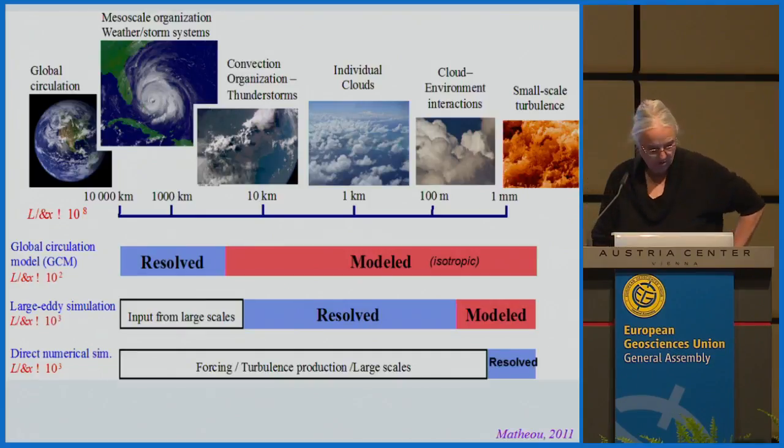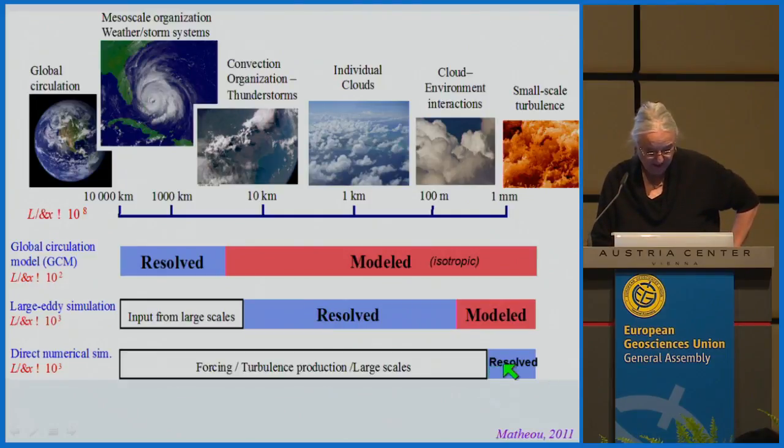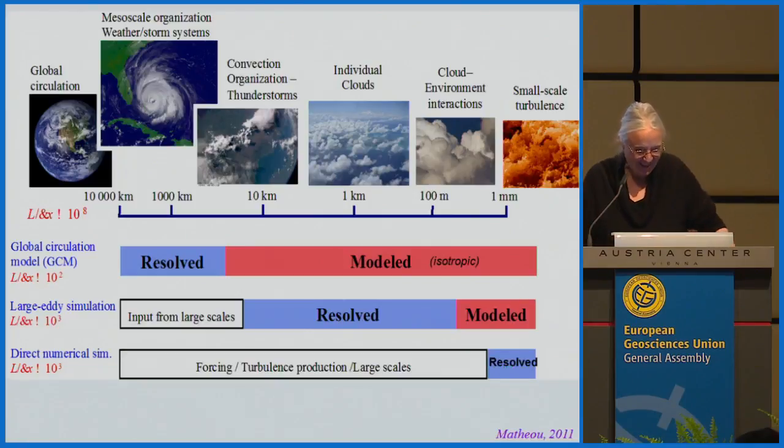Now, a global model will resolve only the larger scales, and all the others will be modeled. And in general, the model is isotropic, and yet the physics is anisotropic down to almost the cloud scale. The large eddy simulation, on the other hand, will resolve intermediate scales and model the small scales. And the crazy people trying to do DNS, and I'm one of them, are resolving scales which are about up to a meter if we want to resolve the Kolmogorov scale where energy is dissipated. And that means that all the rest is given through forcing of the system.